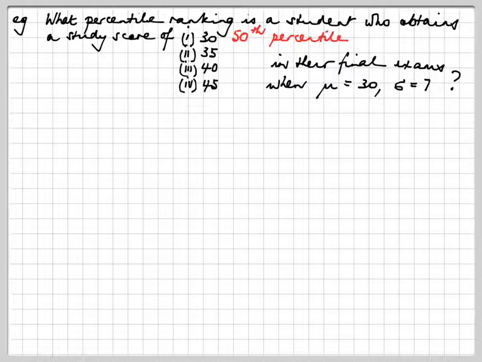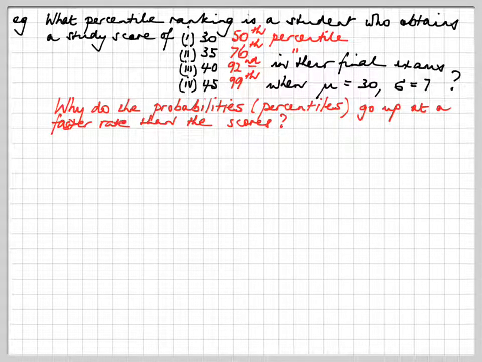Oh, yes, I'm just reproducing the silly thing. Okay, now, my question to you is, in relation to what we just did on the previous screen, why do those probabilities, percentiles, go up at a much faster rate than the scores do, which we're incrementing by 5? 5 points each, from 30 to 35 to 40 to 45. Why did it go up from 50 to 76 to 92 to 99?